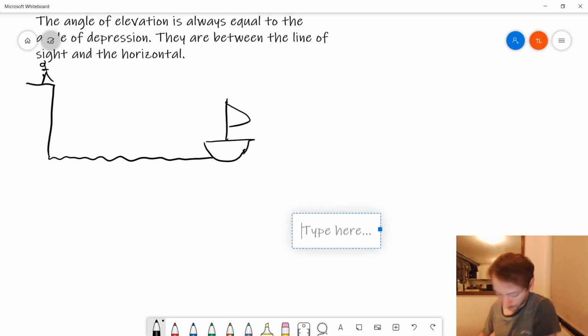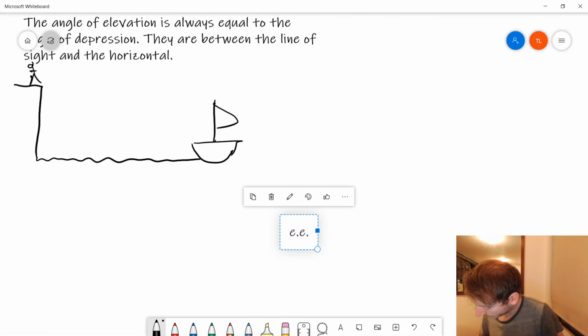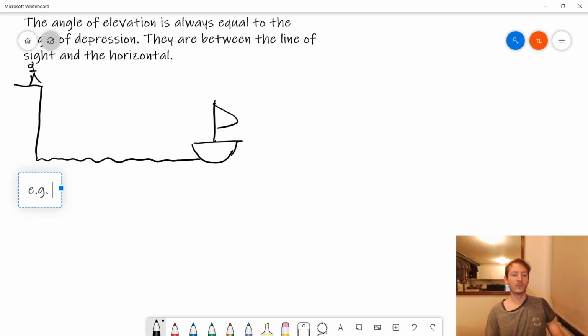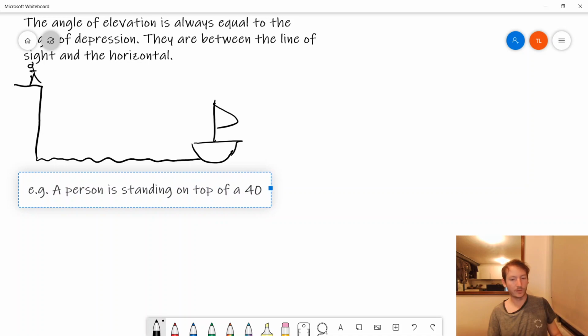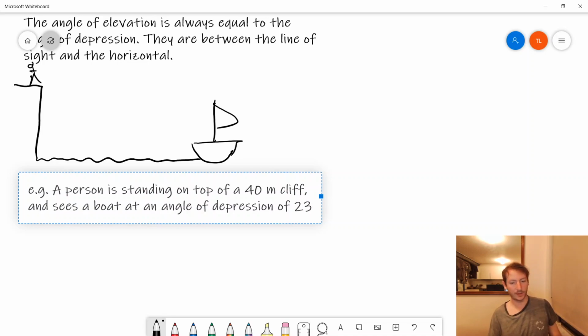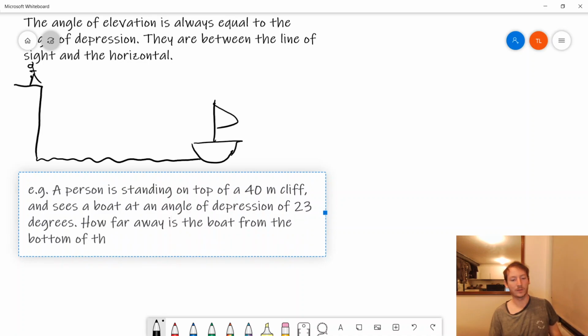So the question might say, oops, I meant to write E.g., let's say the person is standing on top of a 40-meter cliff and sees a boat at an angle of depression of, let's say, 23 degrees. How far away is the boat from the bottom of the cliff?